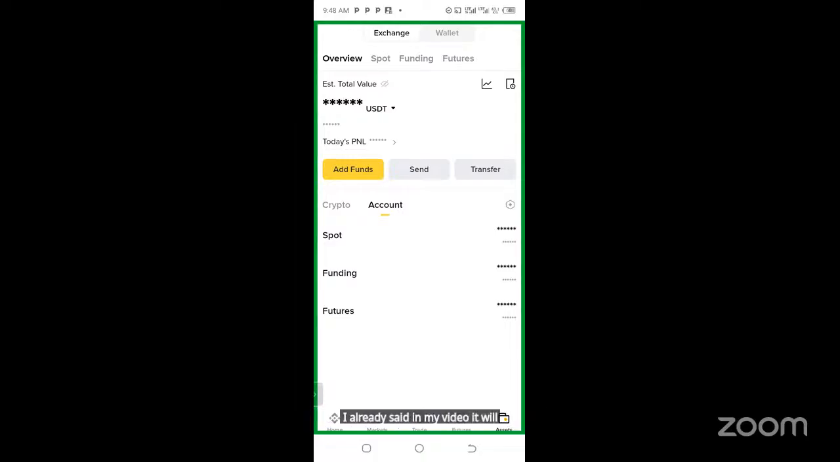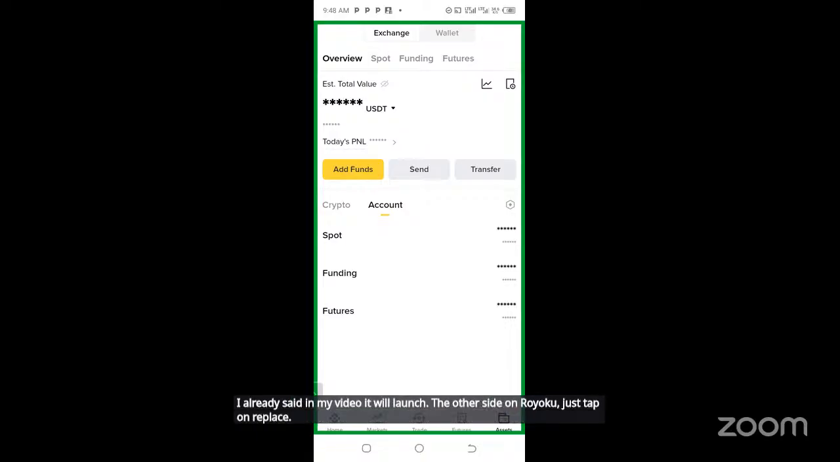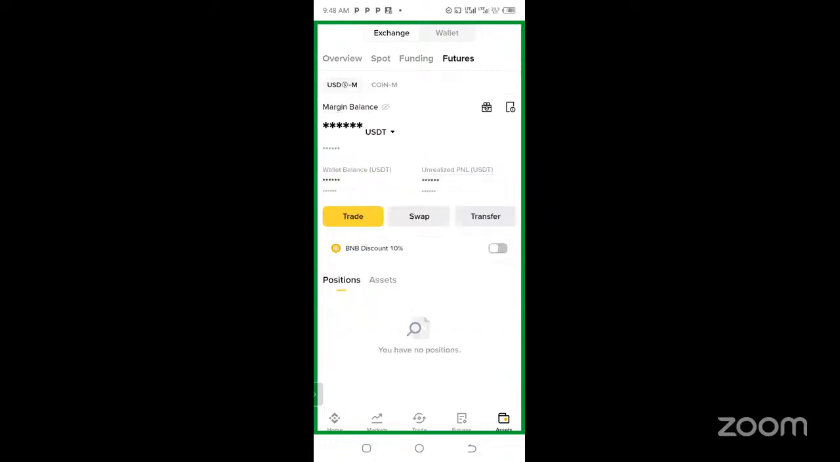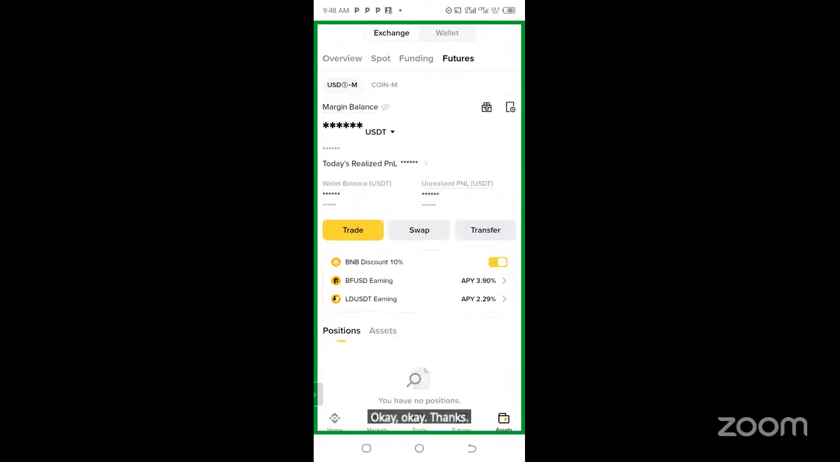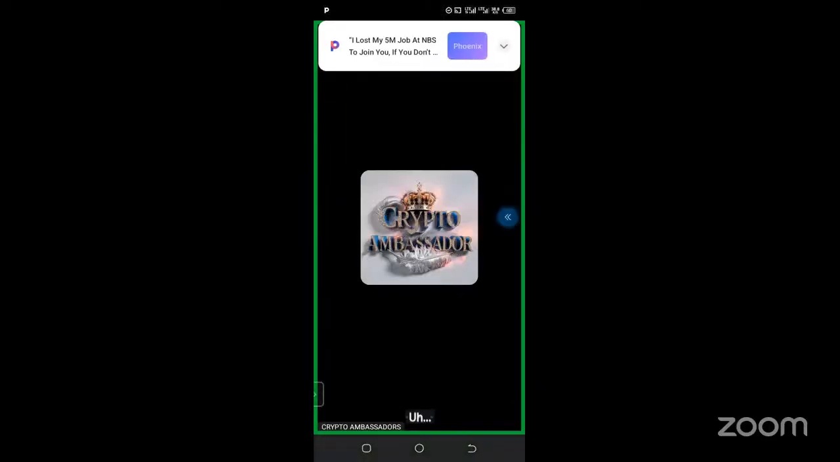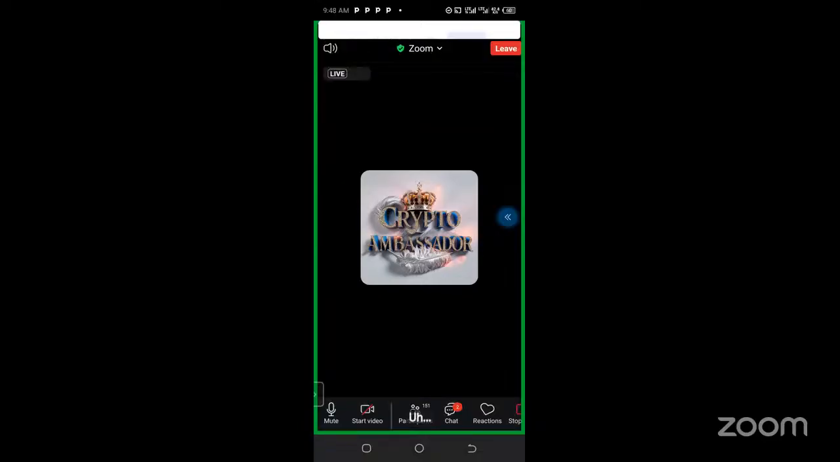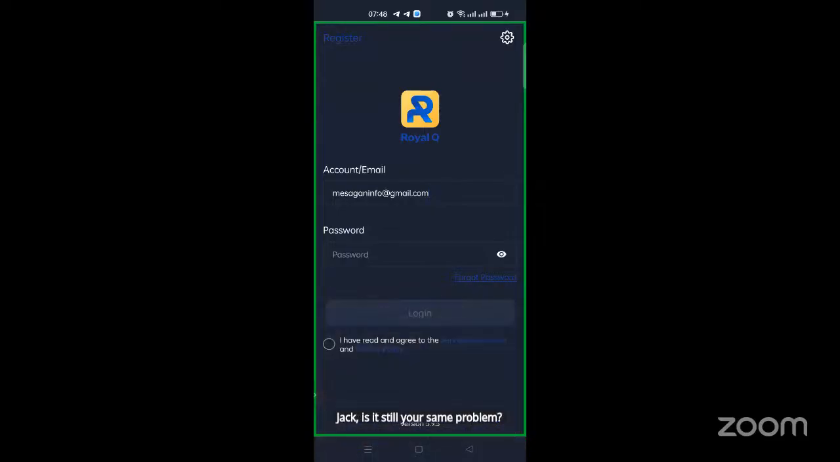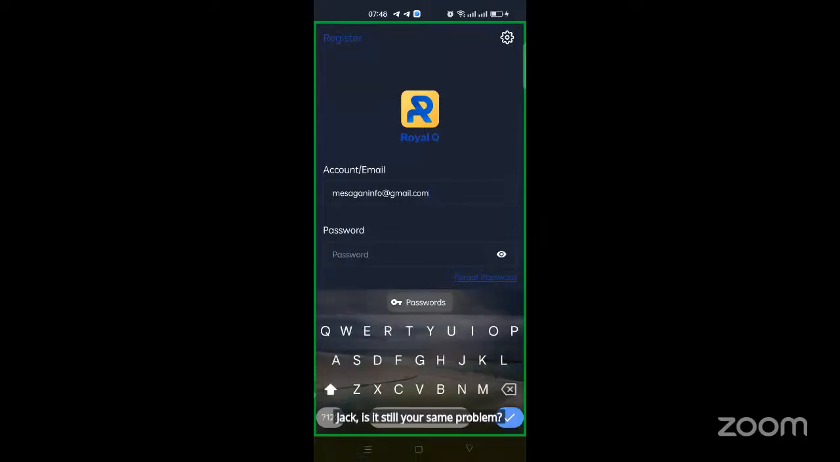The other side on Royal Q, just tap on replace. Okay. Thanks. Jack, is it still your same problem?